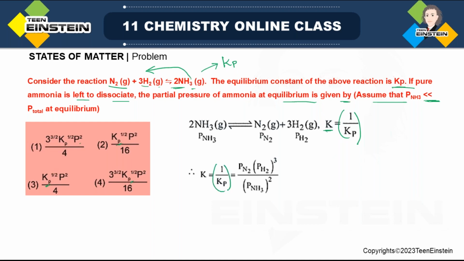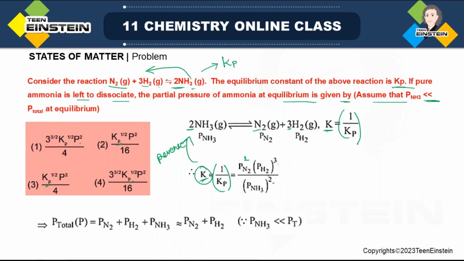So 1 by Kp, how you can express it, even if you do not write it, it is okay. So this is basically the equilibrium constant for this reverse reaction or backward reaction. So 1 by Kp is the partial pressure of nitrogen to the power 1, partial pressure of hydrogen to the power 3, because that is the stoichiometric coefficient, divided by partial pressure of ammonia, starting material, to the power 2, because this is the coefficient, right? So until this point, it is okay.